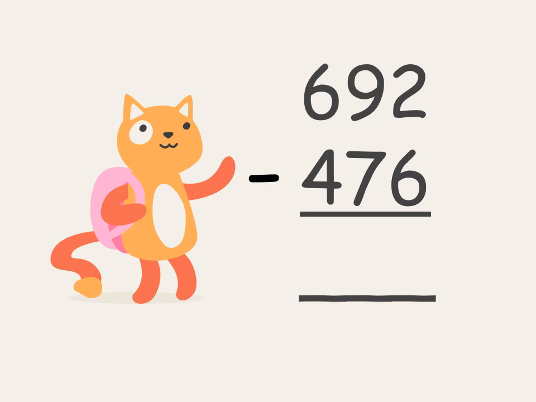Now let's have a look at this example. 692 minus 476. Step number 1, you subtract your units. 2 minus 6, that we cannot do. Now this is where we are going to borrow. We need to borrow from our neighbor because we do not have enough for ourselves. So our neighbor takes 1 away from themselves, the 9 becomes an 8, and they lend that 1 to us. So now our 2 became a 12. We can now say, what is 12 minus 6?